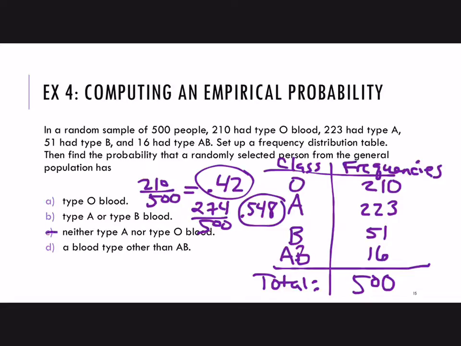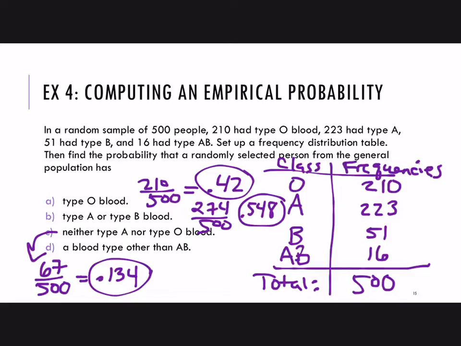Okay, neither type A nor type O blood. So if it's not type A and it's not type O, then we just want to look at B and AB. So that would be 51 plus 16. That would be 67 people out of the 500. And as a decimal, that would be 0.134.